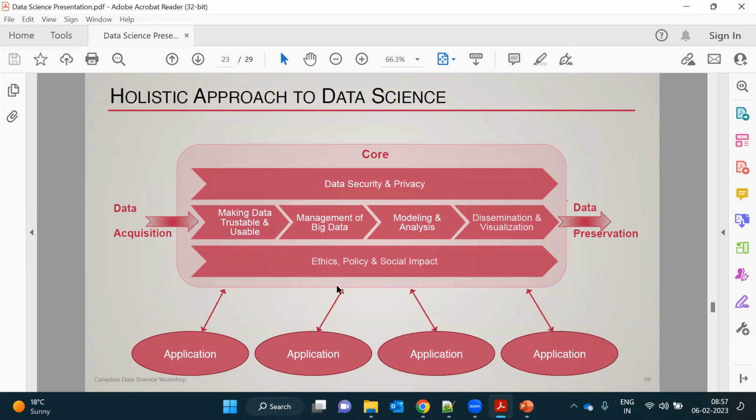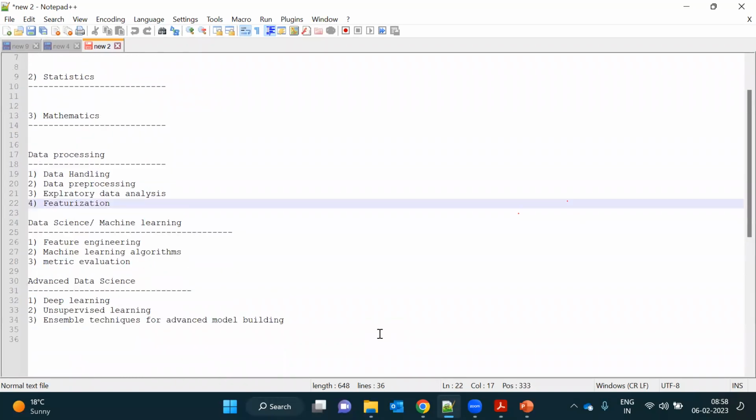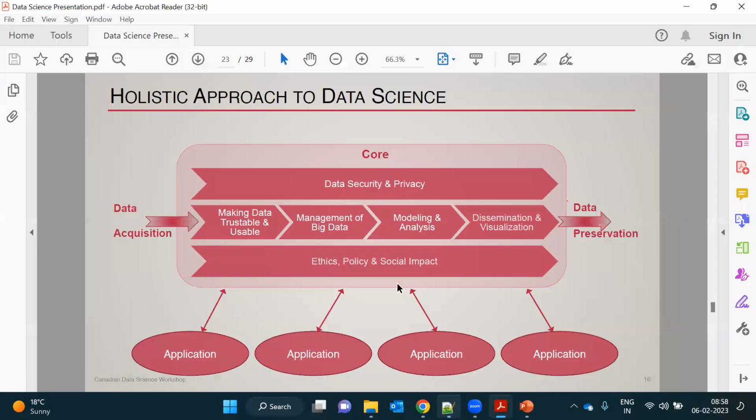This is what I think I have shown you in the notepad. What does data science do? We bring in data, making data trustable and useful. We process the data, clean the data, manage the data, and then modeling and analysis is done, and visualization is done. Generally visualization is done before, but also after modeling and analysis for understanding. And then we send it for data preservation. Again, the model will be sent for preservation. I gave just a general explanation of what happens in a step-by-step manner here. The same thing is being shown here.